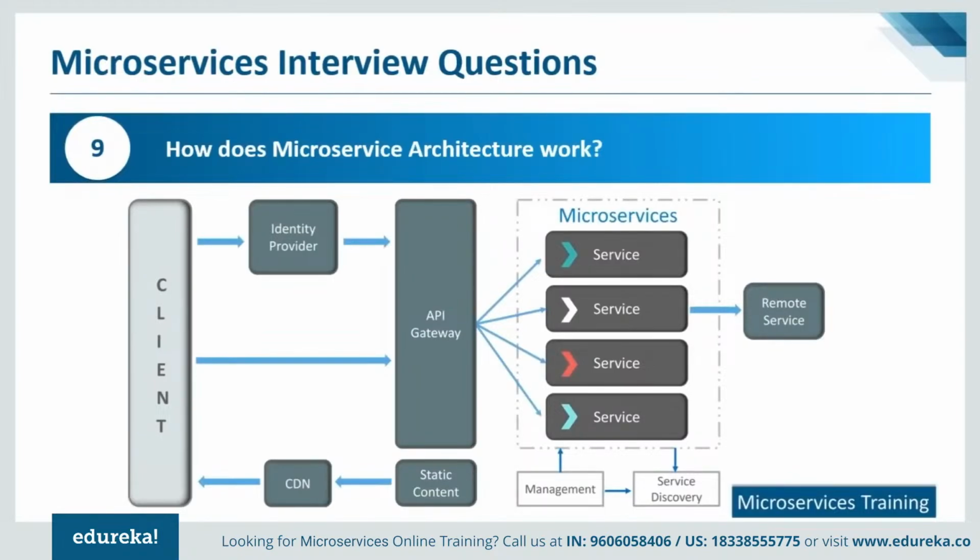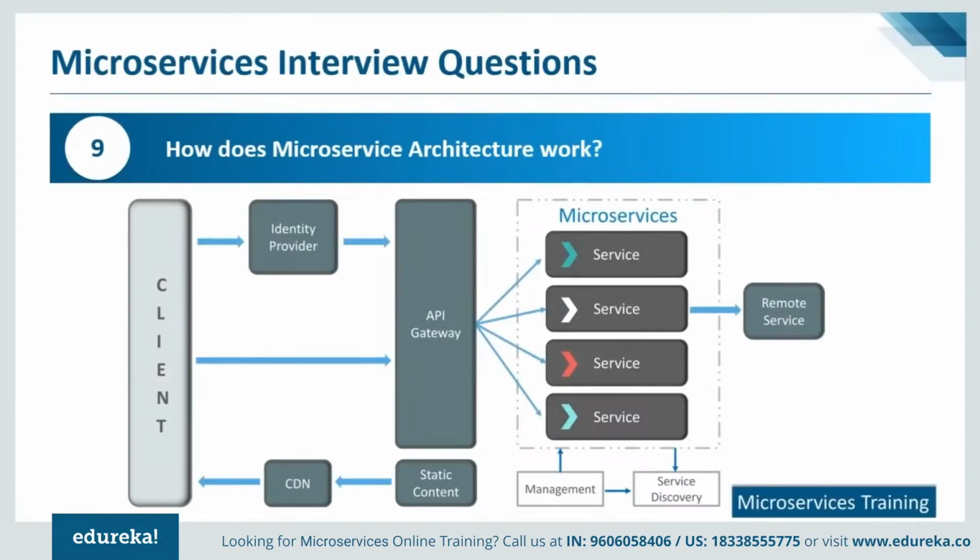We have a client, an identity provider, an API gateway, static content, CDN, which is nothing but content delivery networks. We have microservices, a management and a service discovery portal or a module rather, and you have your servers and all those things. And basically what happens is if a client wants to use a particular service, the client would send in a request. Now it is the job of an identity provider to verify whether the user is valid or not. Once the identity provider authenticates a user, the request is then forwarded to the API gateway.